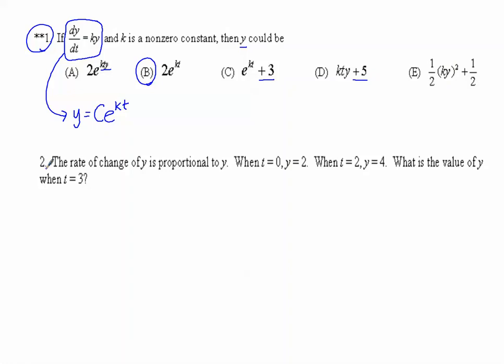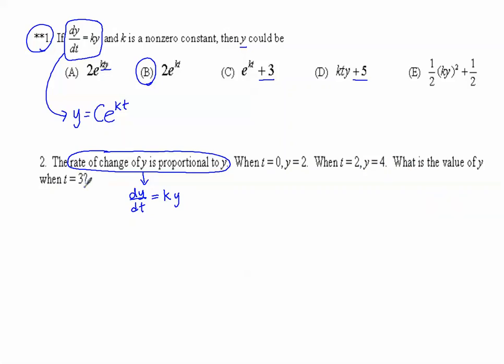Let's look at number 2. The rate of change of y is proportional to y. Well, that should look familiar right off the bat. Immediately we know rate of change of y, dy dt, is proportional, constant of proportionality, is proportional to y. When t equals 0, y equals 2. When t equals 2, y equals 4. What is the value of y when t equals 3?